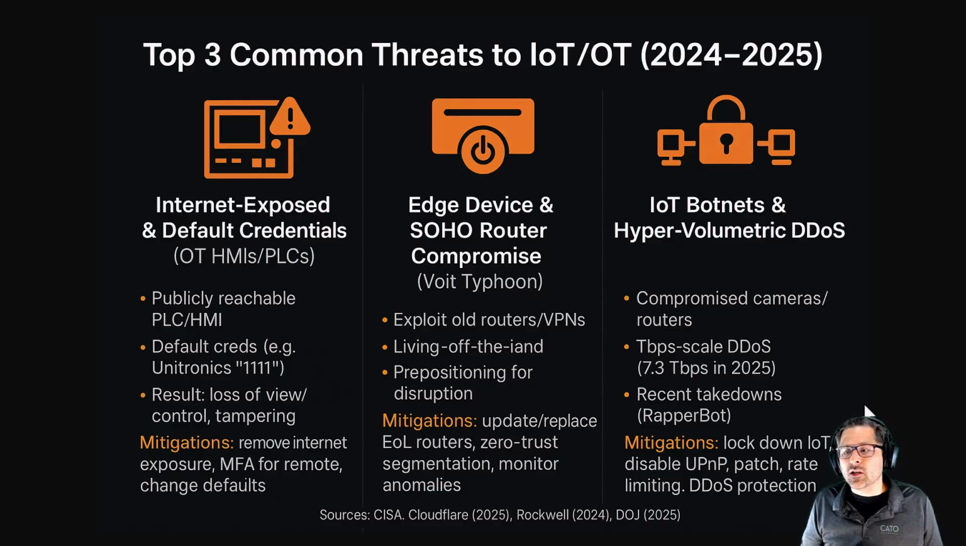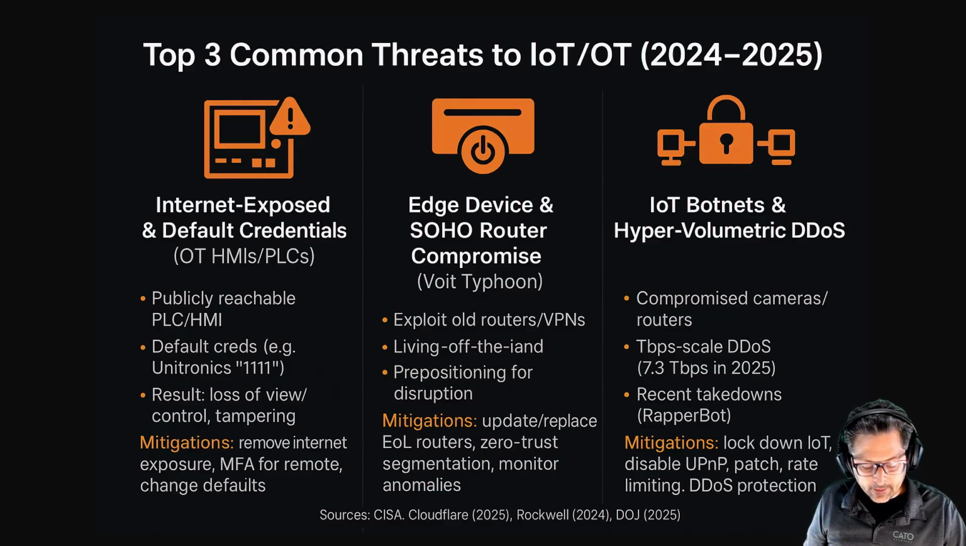Then there are botnets and hypervolumetric DDoS. A lot of these IoT devices, smart TVs and other things, are used in DDoS attacks. They'll be taken over, compromised, and used for mass scale DDoS. So you don't want to be a part of that. Understanding where your devices are communicating, how they're communicating, and to what is very important. And at Cato, we help with that.